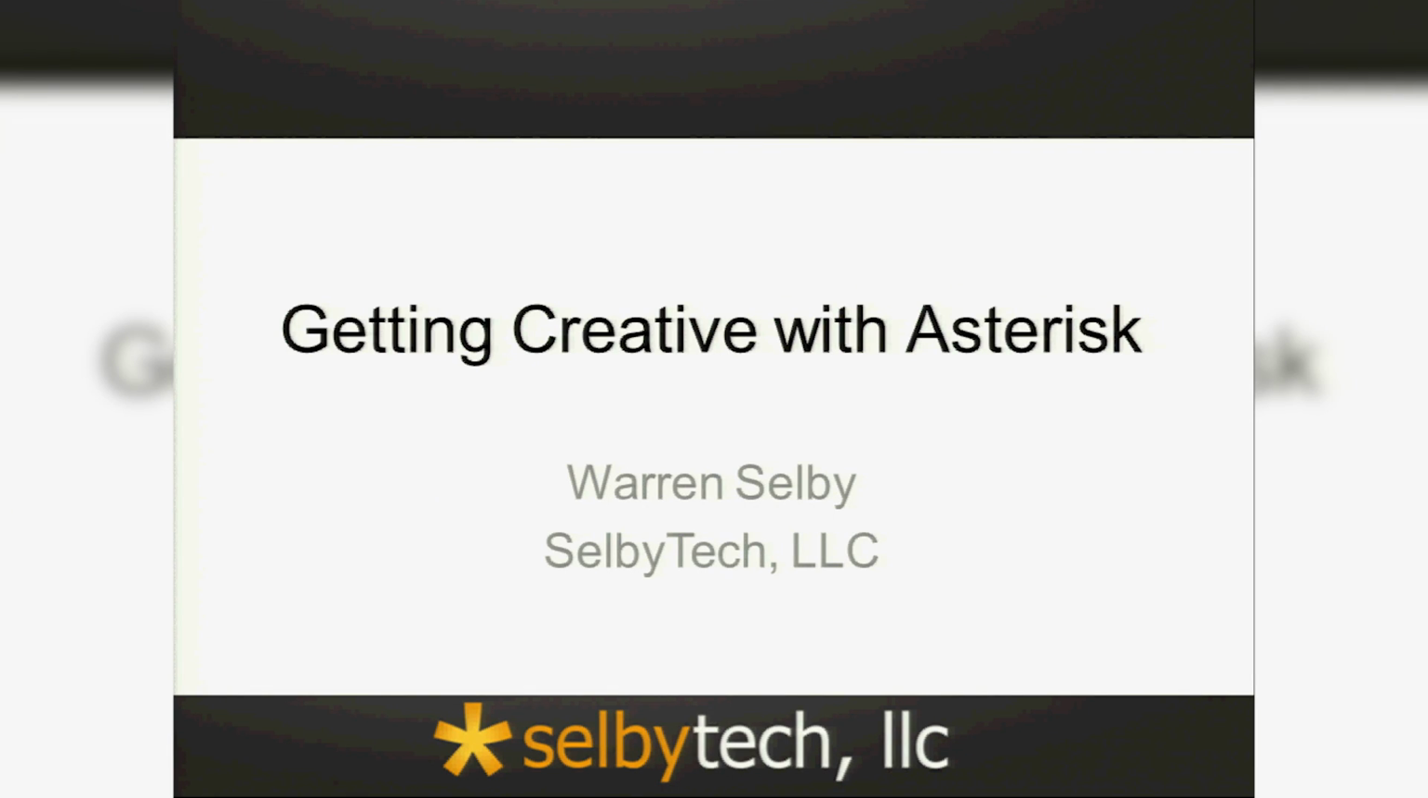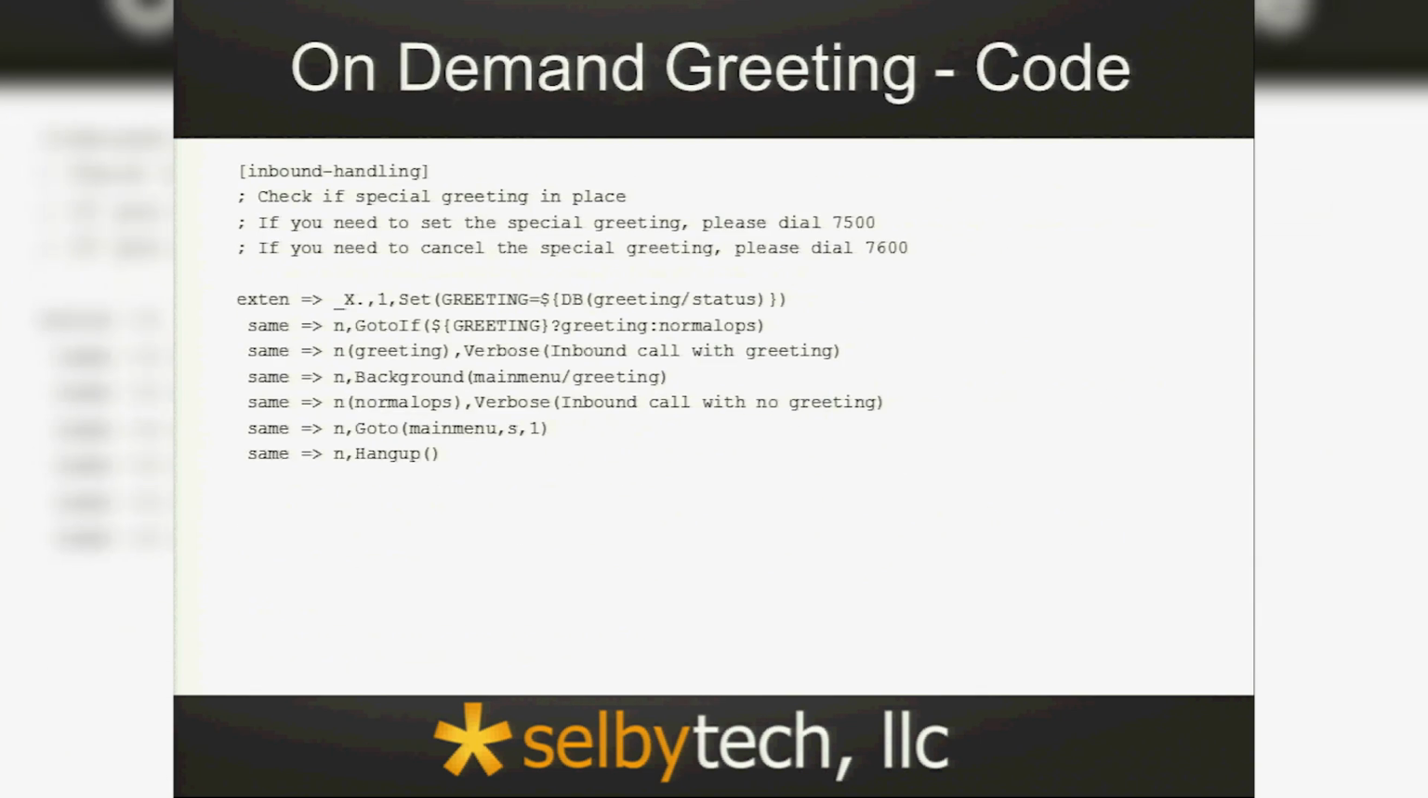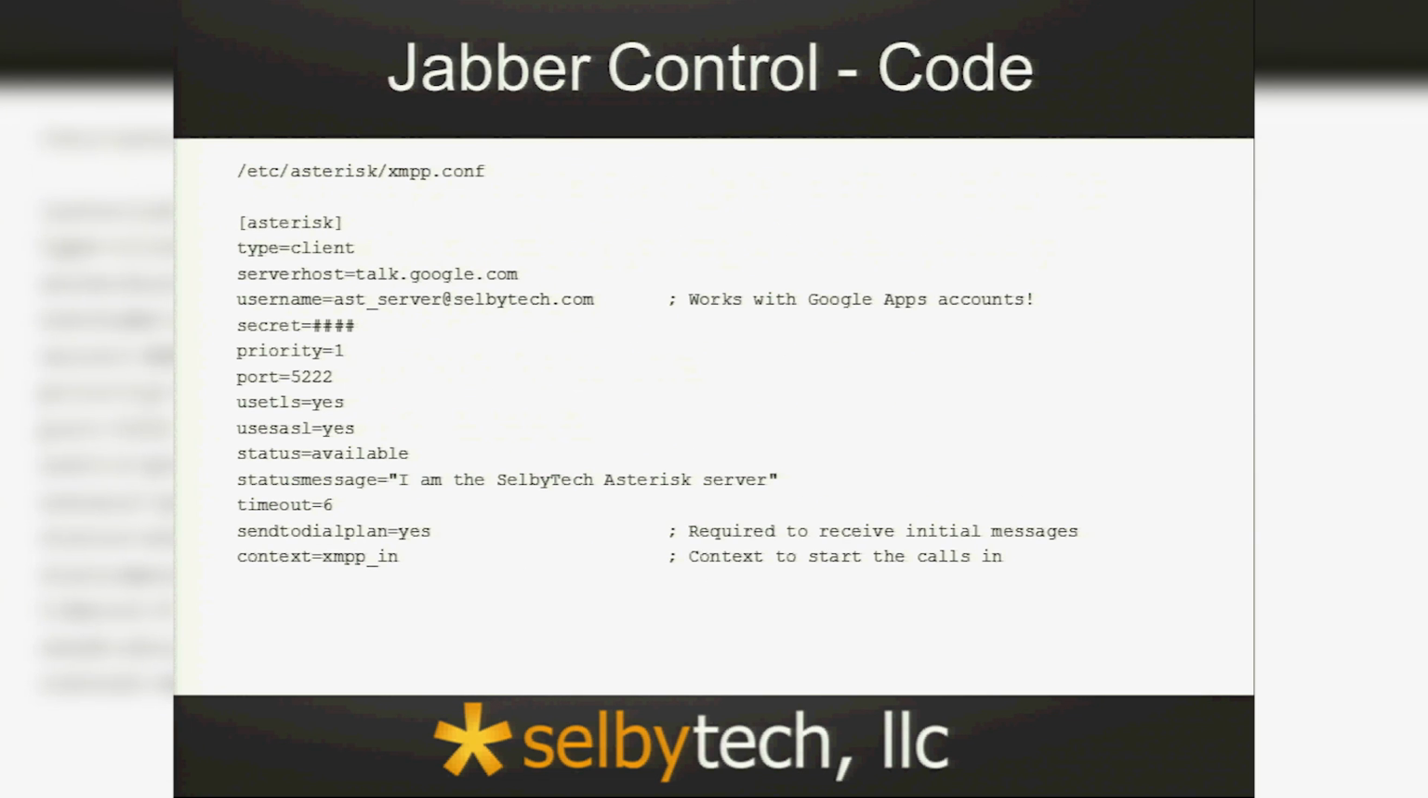Oh, great. Gotta love PowerPoint, right? So getting into the code, first thing we have is xmpp.conf. So it works with Google Apps accounts. I've only ever actually used it with my Google Apps account. I've tested it on some of the other open source XMPP accounts. But just the fact that it works with Google Apps, I think is pretty awesome.